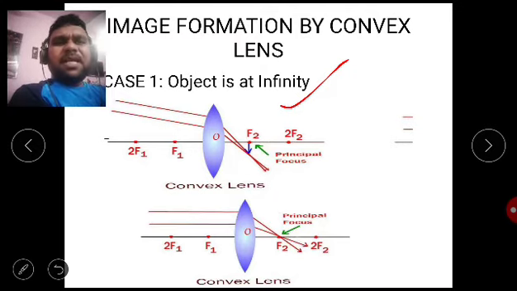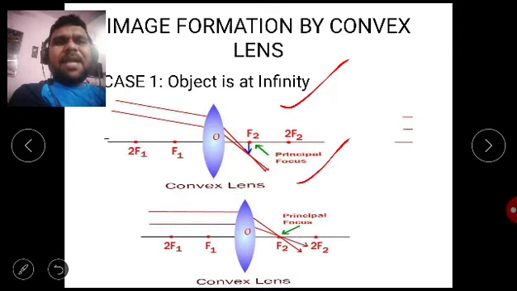So rays of light are coming from a very far place. Let us assume it is the sun. Solar rays are coming from a very far place, so we can assume them to be a set of parallel lines. An object is at infinity. So what will happen? When object is at infinity, the image will be formed at the focus. Which focus? Principal focus or second focus. Image will be formed at the second focus.